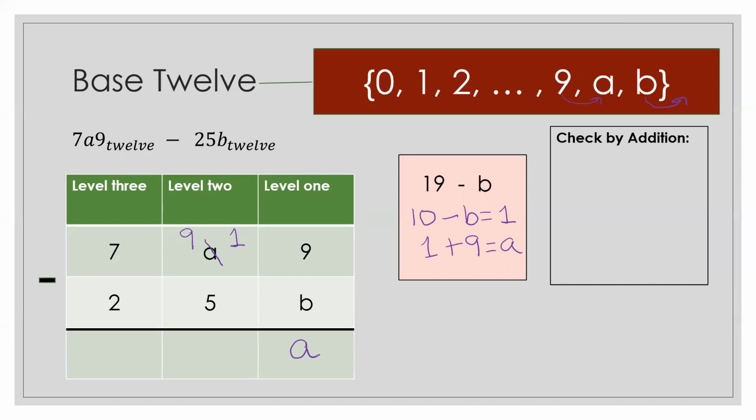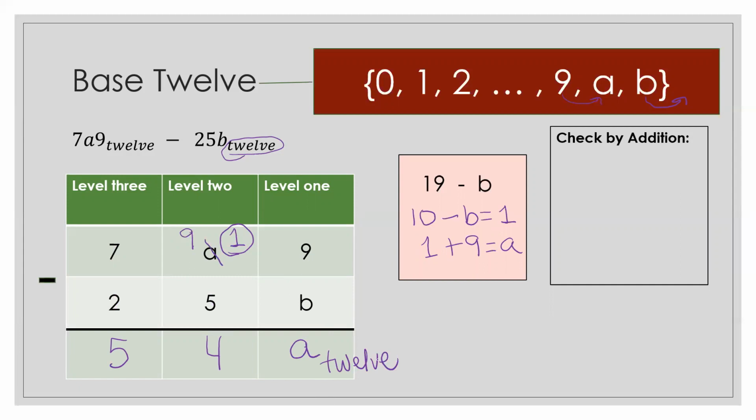Okay, let's recap that. 1 right here is one full group of 12 because we are in base 12. One full group of 12. Take B away from a full group of 12. I have 1 left. 1 and 9 will make A. Then the rest is very simple. 9 minus 5 is 4. 7 minus 2 is 5. And that is your answer in base 12.